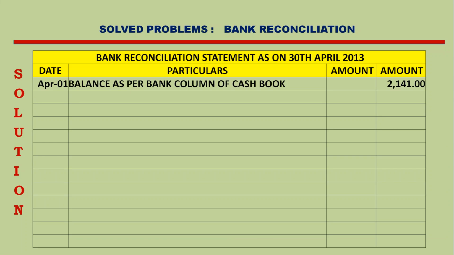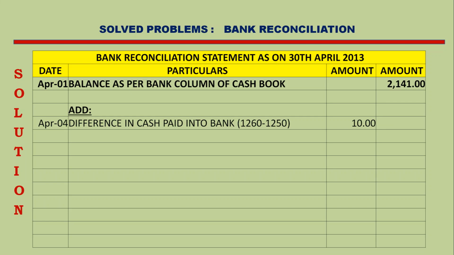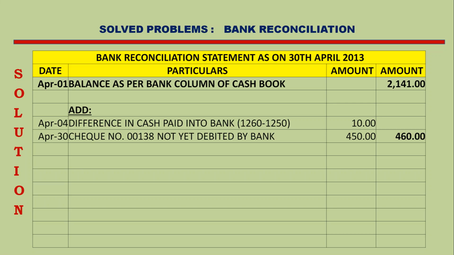Solution. Bank reconciliation statement as on 30th April 2013. Date, particulars, amount. April 1. Balance as per bank column of cash book 2141. Add April 4. Difference in cash paid into bank 1260 minus 1250, 10. April 30. Check number 00138 not yet debited by bank 450. Total additions 10 plus 450, 460.